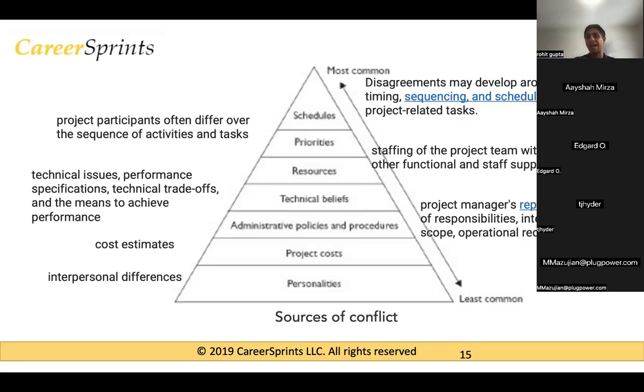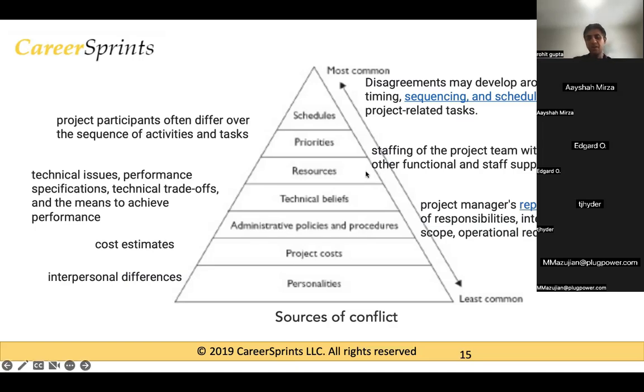So for example, for an agile team, this could be the definition of done. So if you do have an understanding of agile, you would know that agile teams normally create a definition of done that enables them to check whether the increment has been produced to stated quality criteria. So there could be some disagreements around what should the definition of done be, for instance, right? So that would be a technical belief, right? And that is also a reason for conflict.